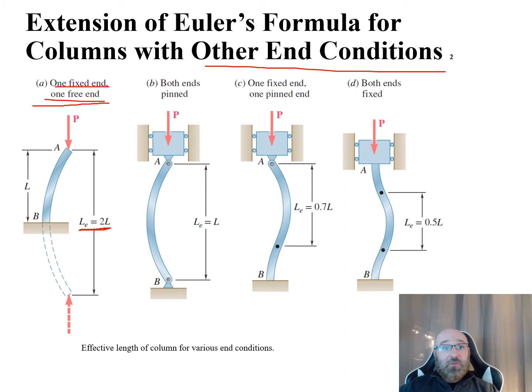So for each of these situations, we have the effective length for the columns, and we can plug that into those equations to modify those relationships for each of these different types of columns with other types of end conditions.